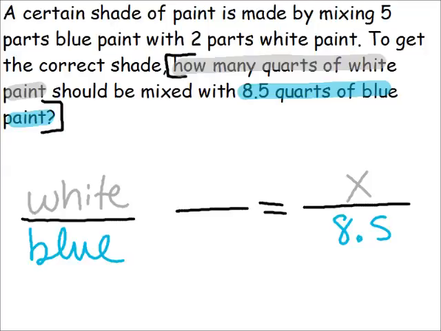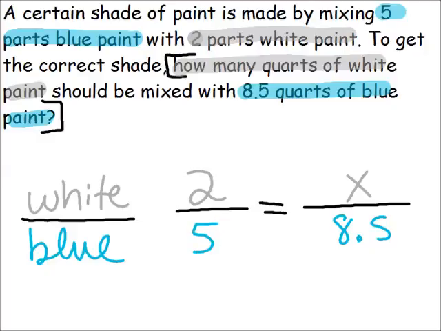So let's find the given information to go along with that. We have 2 parts. Sorry about that, I got the wrong color. We have 2 parts white paint. And how many parts of blue paint go along with that? We are told 5 parts of blue paint go with 2 parts of white paint. And so we'll put the 5 on bottom.